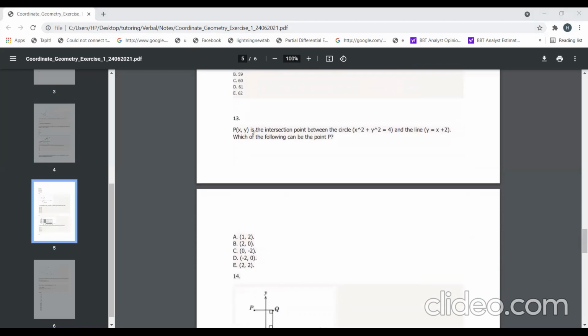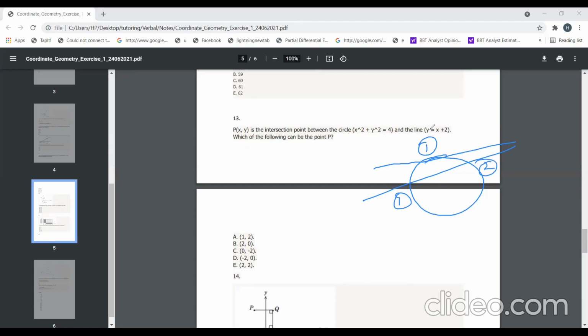Question 13. P(x, y) is the intersection point between the circle x² + y² = 4 and the line y = x + 2. Which of the following can be the point P? What the question is saying is, there is a circle and there is a line. We don't know whether this line is intersecting this circle at two points or one point. A line can intersect a circle in only two ways, right? Either this way or this way. Here we have only one point of intersection, here we have two points of intersection. We don't know what is the case.